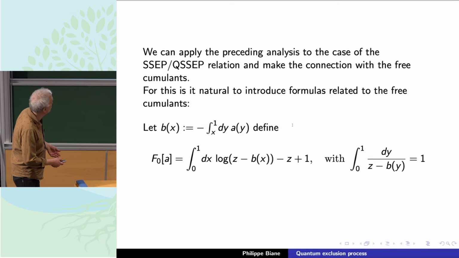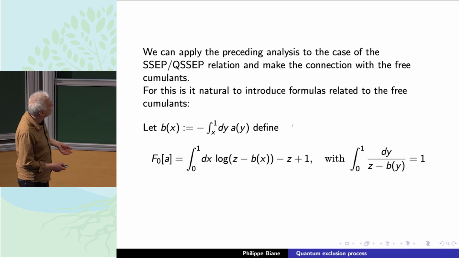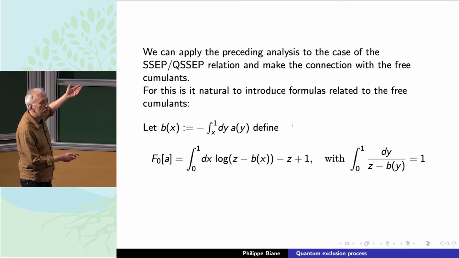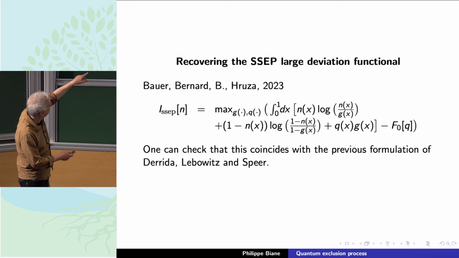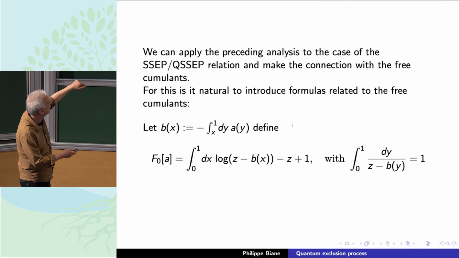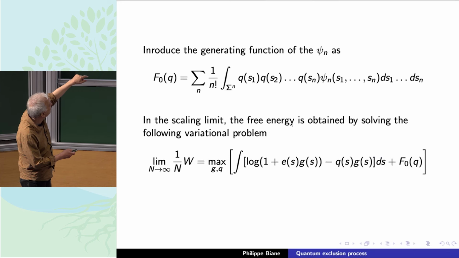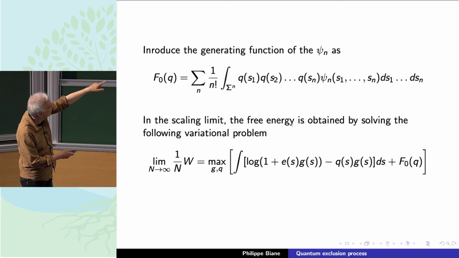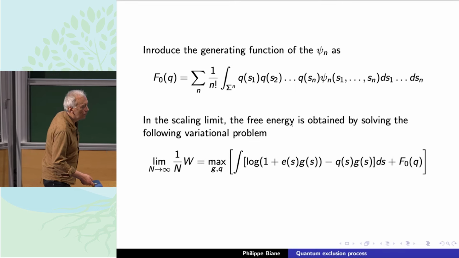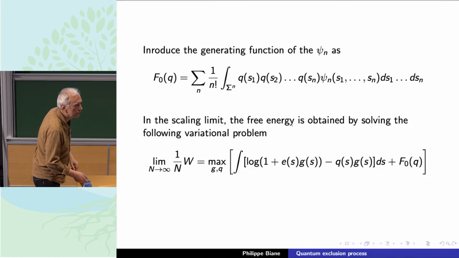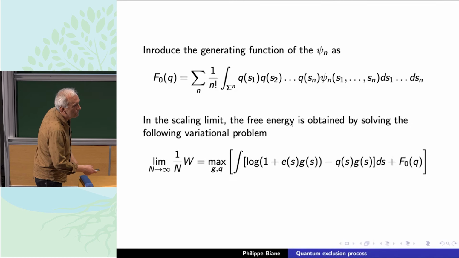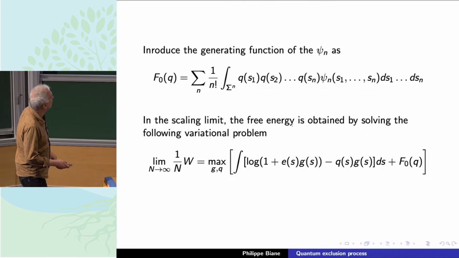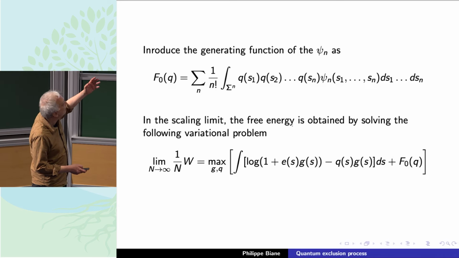But here the appearance of the function G, which is in this formula, is essentially the function F that we had before. It is essentially the Legendre transform of F0 here, or it is related to the Legendre transform. But it's not like a natural variable once you are at the level of the quantum model. It's something which comes with the cumulants.